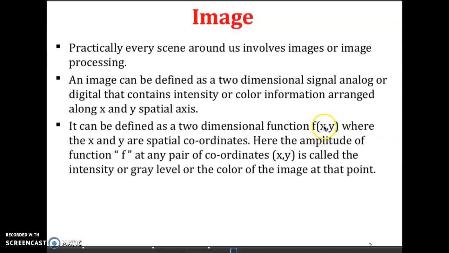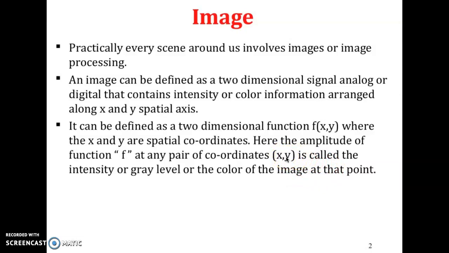In this, x and y are the spatial coordinates, and the amplitude of the function f is called the intensity or gray level or color of the image at that point xy. So this is how we define the image.